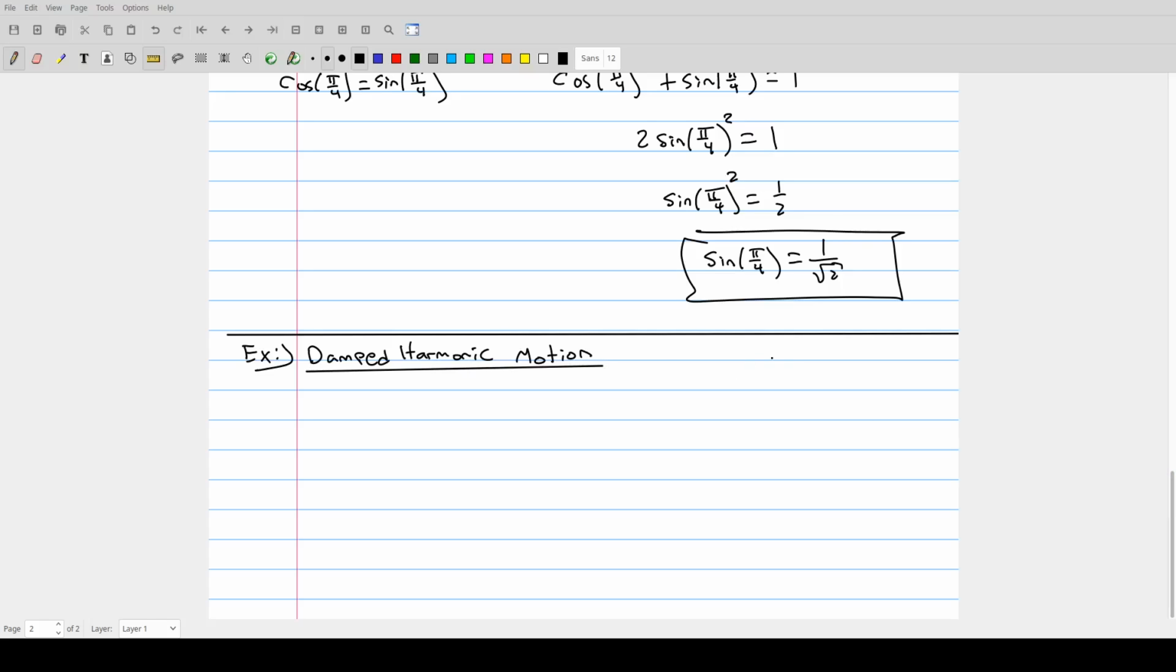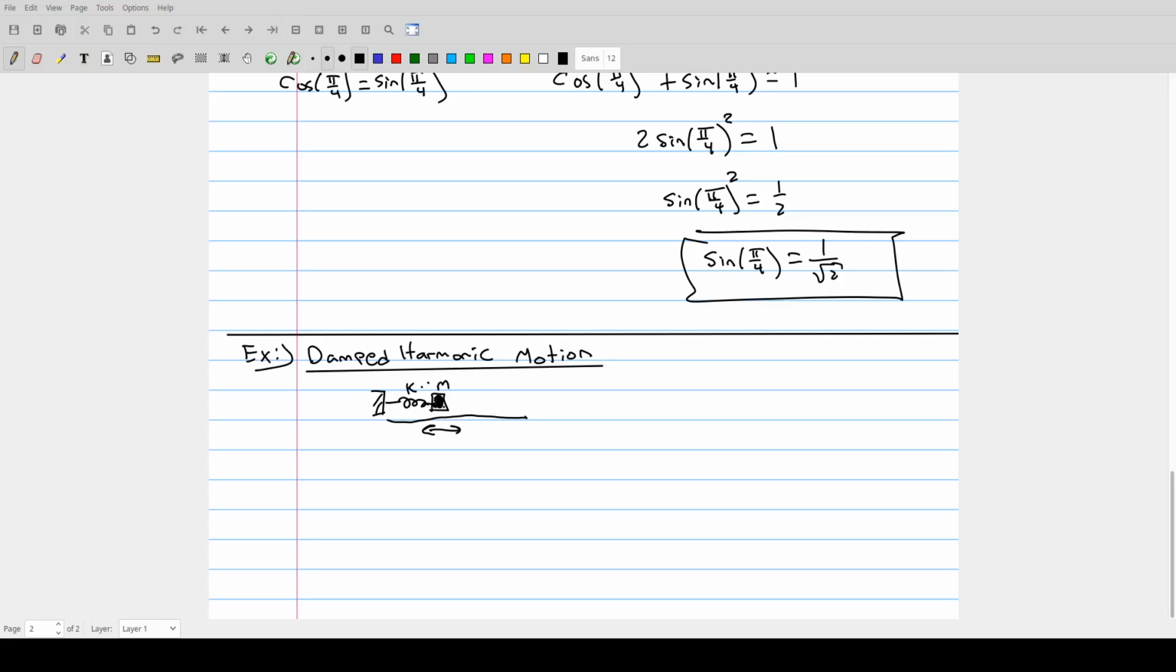So specifically, this example has to do with the following. Let's say you have a spring, and that spring is attached to a wall, say, and it's attached to a mass m. And that mass is allowed to oscillate back and forth. So it moves from side to side.